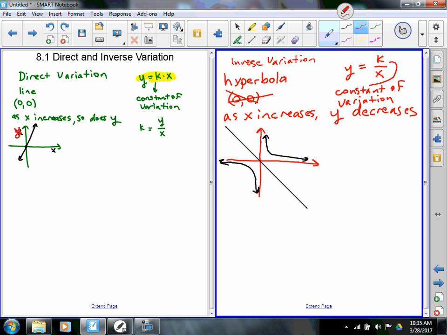So if you want to test to see if a table of values is an inverse variation, it's a real simple test. You're just going to multiply the x and the y values, and they have to equal some constant. In the exercises, you're going to have to test whether some ordered pairs represent a direct variation or an inverse variation. And it's real simple to test. Are there any other questions before we get started with those examples?